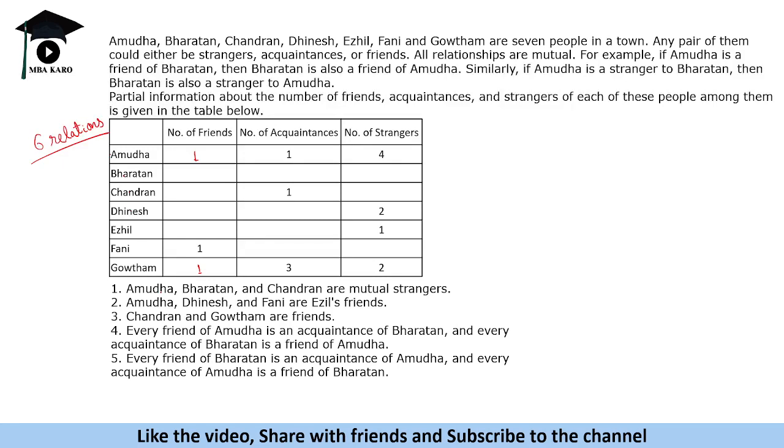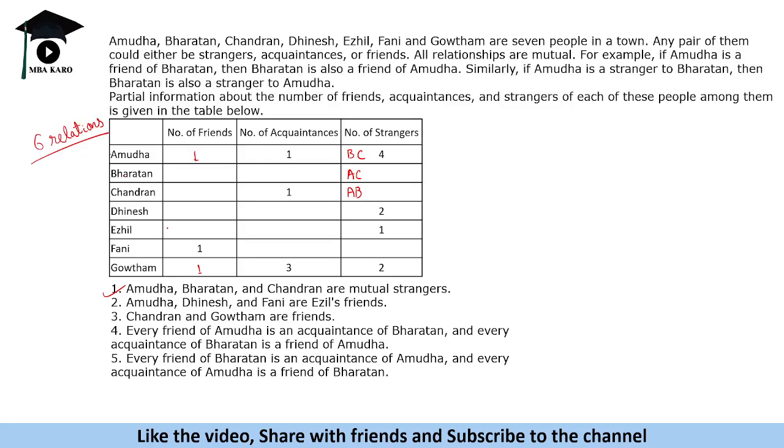Amudha, Bharatan, and Chandran are mutual strangers. So what does it mean? For Amudha, Bharatan and Chandran are strangers. For Bharatan, Amudha and Chandran are strangers. For Chandran, Amudha and Bharatan are strangers. Okay, done. Simple statement. Amudha, Dinesh and Fani are Ezil's friends.